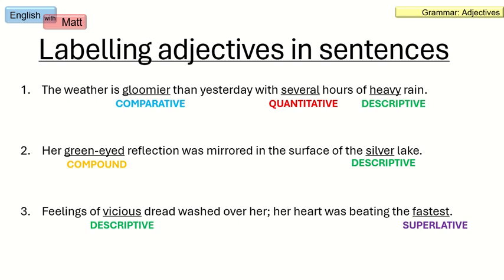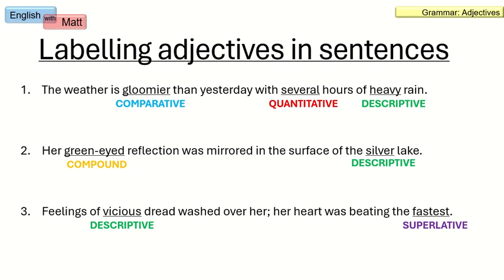So we've got one comparative because it's gloomier. So it's making a comparison there between or from something. So gloom, gloomier, gloomiest. We've got the word several. That's a quantitative adjective because it's to do with specifying an amount or a number, even though it's not particularly specific, but it's still describing the number of hours there was of heavy rain.